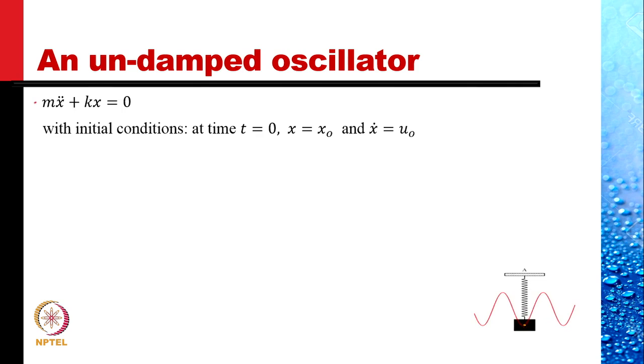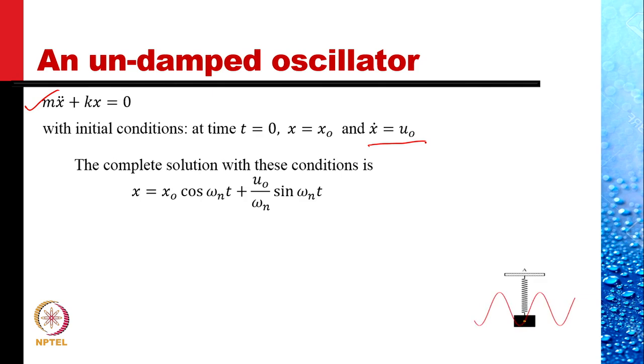This is the undamped vibrator with the initial conditions that at time t is equal to 0, x is equal to x naught, and x dot is u naught. Earlier we had taken x dot to be 0 at time t equal to 0. Now we assume there is an initial velocity u as well. The complete solution with these conditions is this. This equation is not difficult to solve. This is easy to solve.